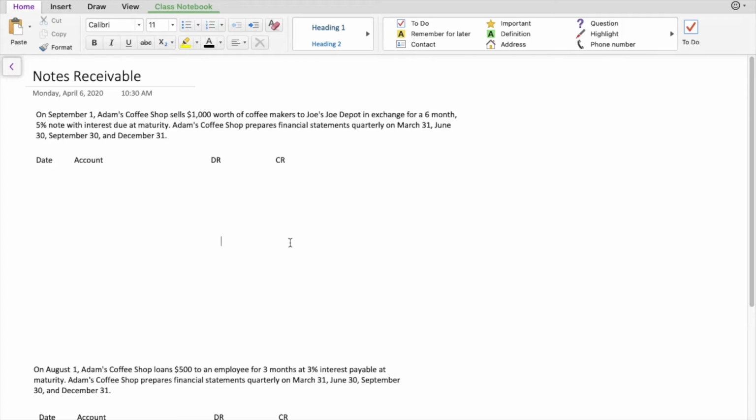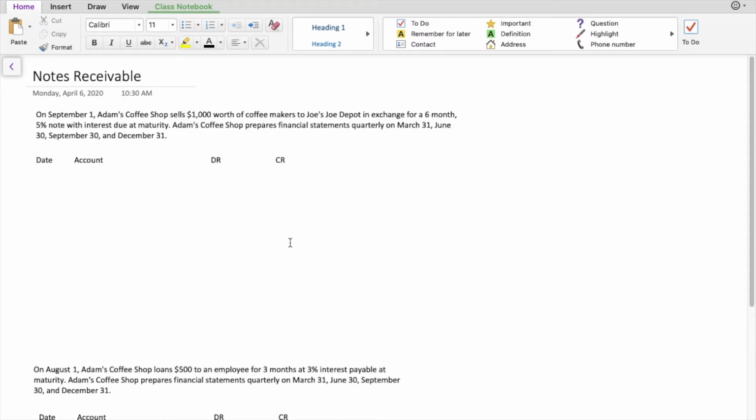So first things off, we need to talk about notes receivable. We've learned about accounts receivable, and notes receivable aren't all that different in terms of the fact that we are owed money by people. But when we talk about notes receivable, it's different than accounts receivable in that we are going to charge the person or entity that owes us money interest. Notes receivable typically are for longer periods of time than accounts receivable, but they don't have to be.